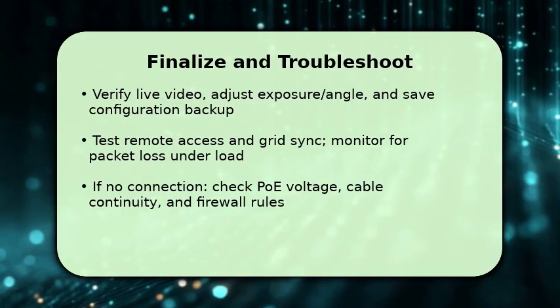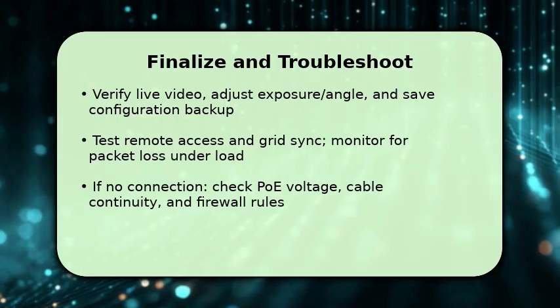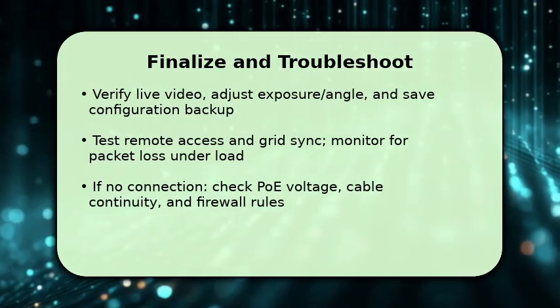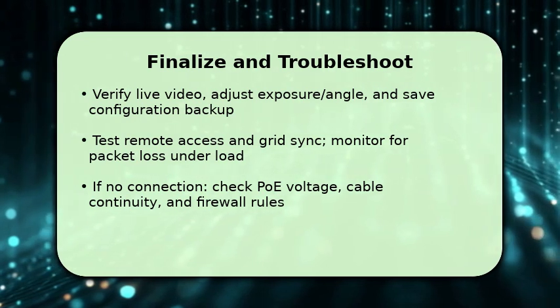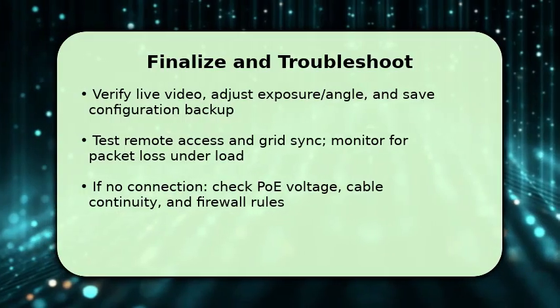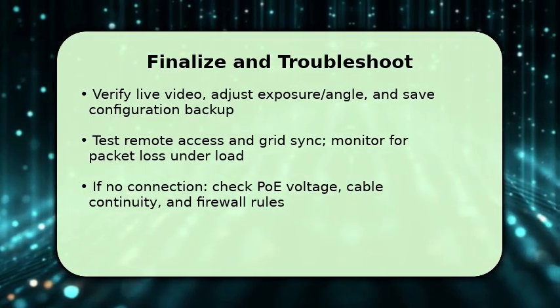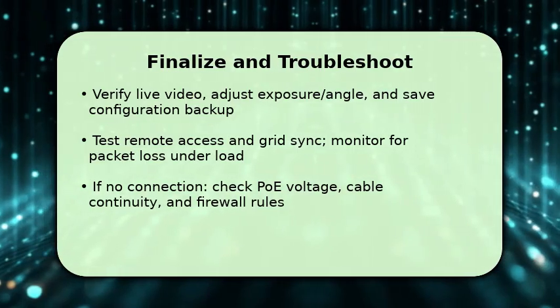If something goes wrong, start troubleshooting methodically. Check PoE voltage and injector LEDs, swap the RJ45 cable, and run a continuity test. Also inspect firewall and VLAN settings that may block the camera. If intermittent, monitor for packet loss. If persistent, revert to defaults and reconfigure step by step.